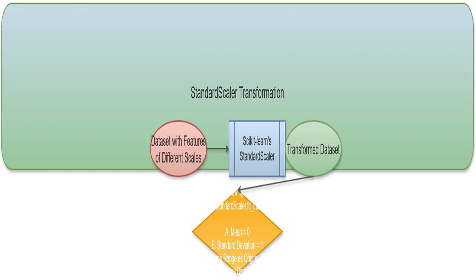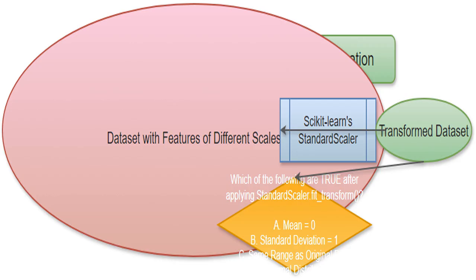Think of it like this. You have a bunch of ingredients for a cake, but some are measured in teaspoons and others in cups. StandardScaler makes sure everything's measured in the same units, making the recipe easier to follow, and the model easier to train. Imagine you have a dataset where one feature is height in centimeters, small numbers, and another is income in dollars, potentially large numbers. These features have very different ranges of values, which can cause problems for machine learning models. StandardScaler is the tool that tackles this imbalance.